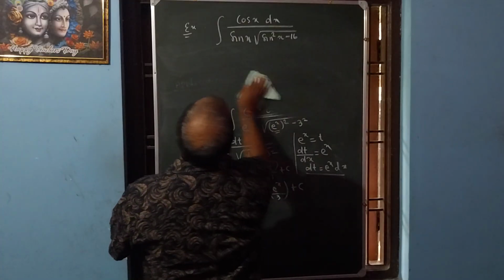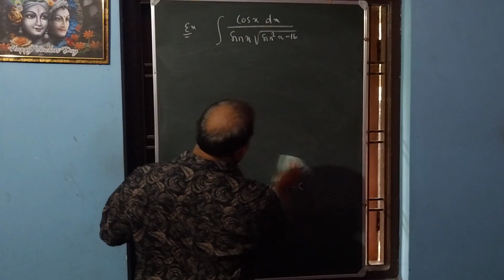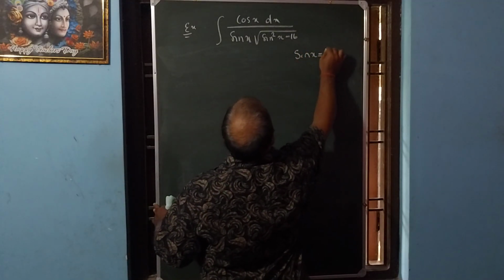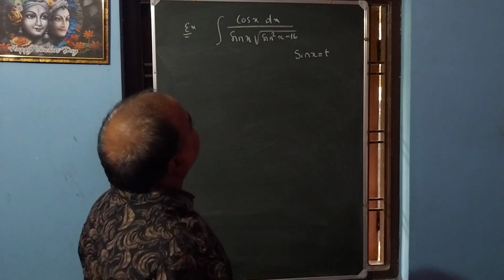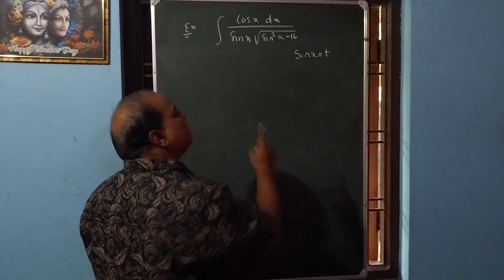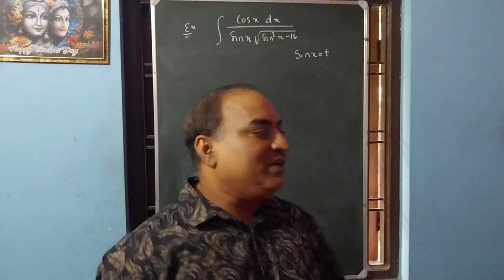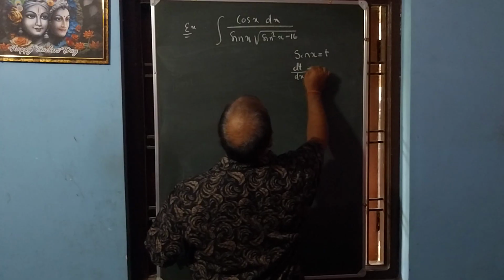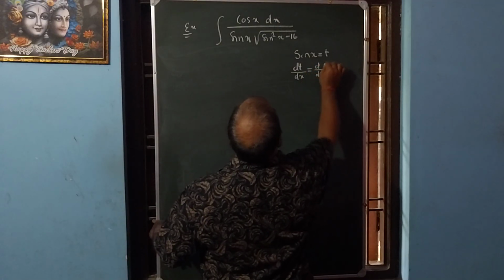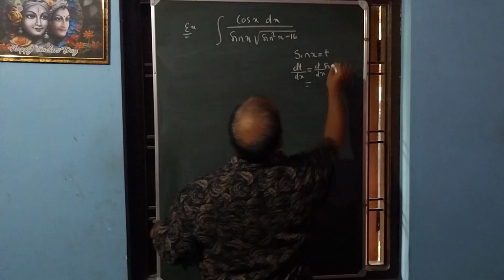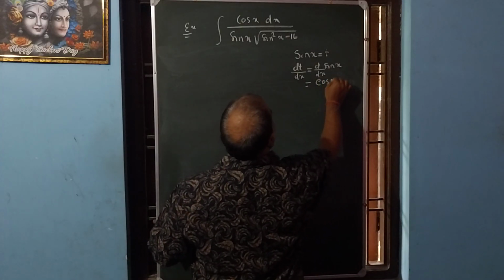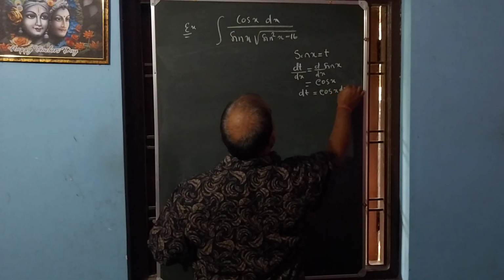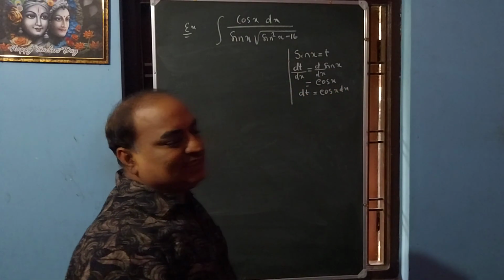First of all, you have to take sin x as t. Write down sin x is equal to t, because the derivative is in the numerator. Once you take this, you have to differentiate on both sides with respect to x. So we get dt/dx is equal to d/dx of sin x. The derivative of sin x is equal to cos x. So dt is equal to cos x into dx.